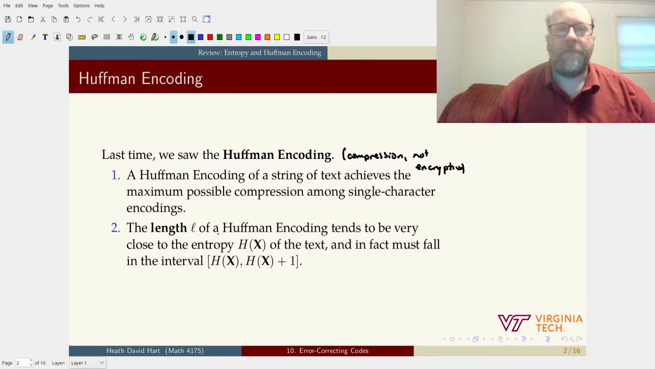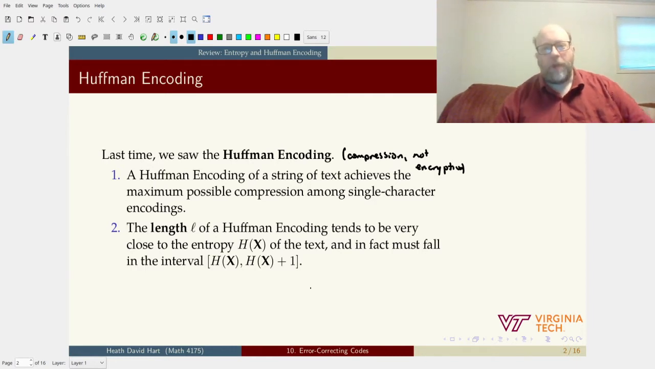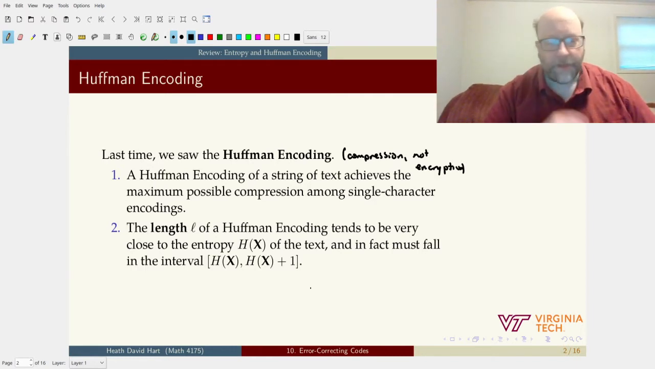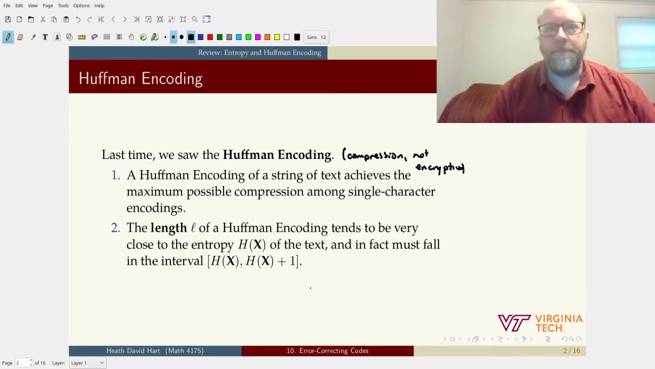The length of a Huffman encoding tends to be very close to the entropy, and in fact has to fall within the interval from the entropy to 1 plus the entropy. So, for example, if the entropy of a piece of text was 3.5, the length has to be at least 3.5, but can't be higher than 4.5. So the length turns out to be a pretty good approximation to the entropy in most cases, and it's never more than 1 away. Okay?